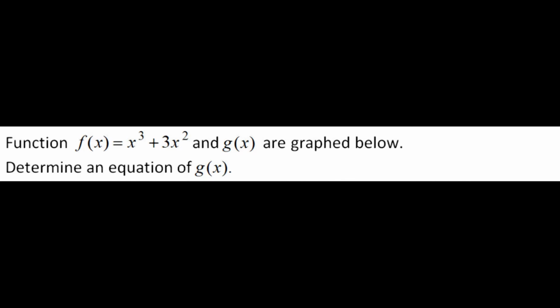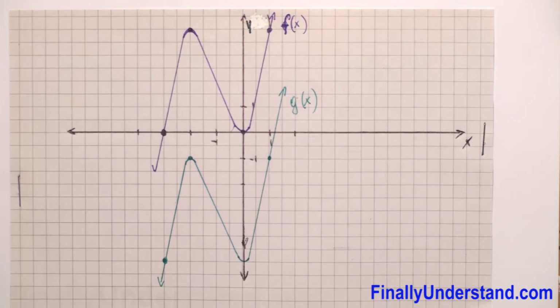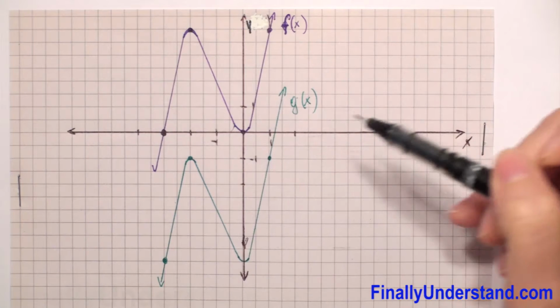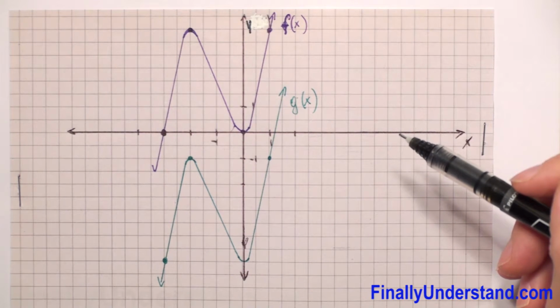Functions f of x equals x cubed plus 3x squared and g of x are graphed below. Determine the equation of g of x. So let's see our two graphs. We have f of x in purple and g of x in green. And we see here characteristic points.